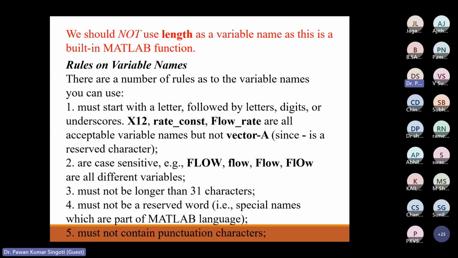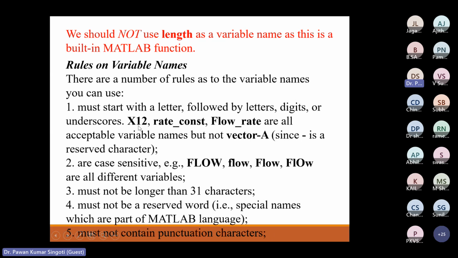Okay, so a variable name must start with a letter, not a number, not a digit, not an underscore. Only start with a letter, followed by letters, digits, and underscore. So if you want to assign any value to a variable, only letters followed by letters or digits or underscore are allowed.